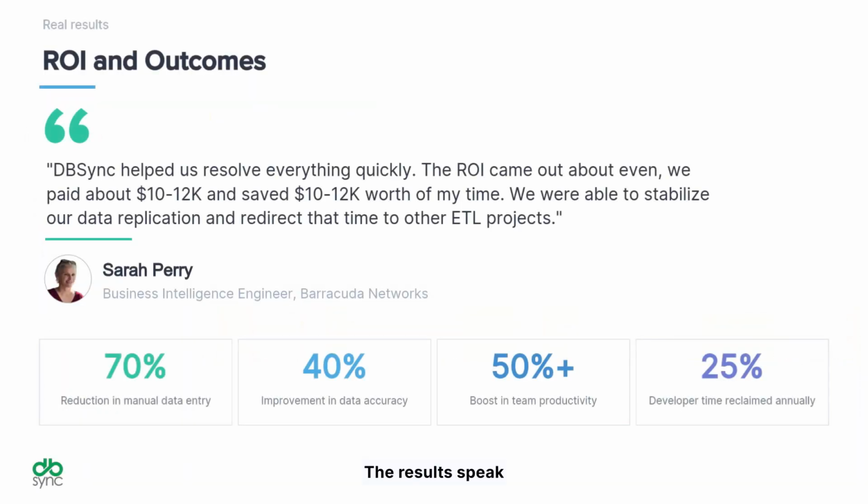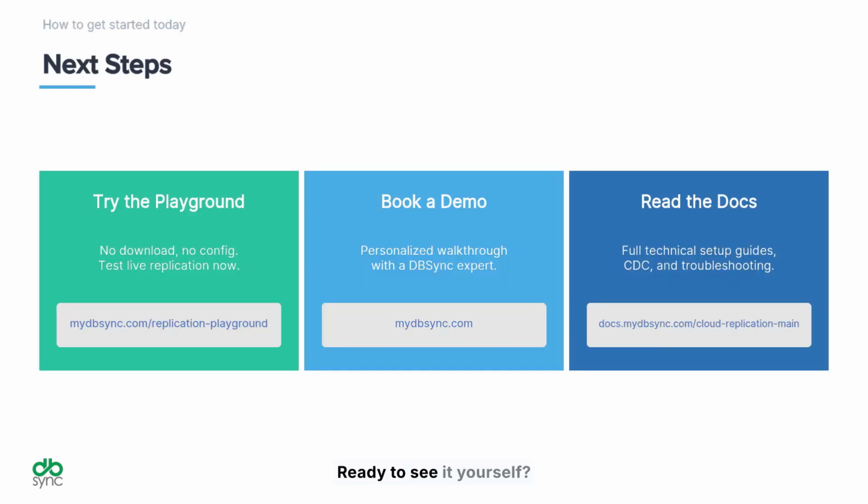The results speak for themselves. Customers like Barracuda Networks see real ROI. 70% reduction in manual data entry, 40% improvement in accuracy, over 50% productivity boost, and 25% of developer time reclaimed annually.